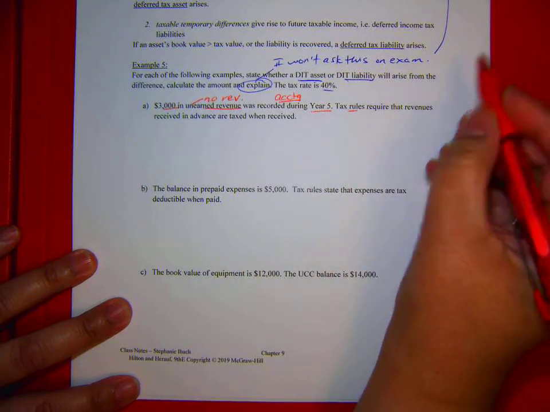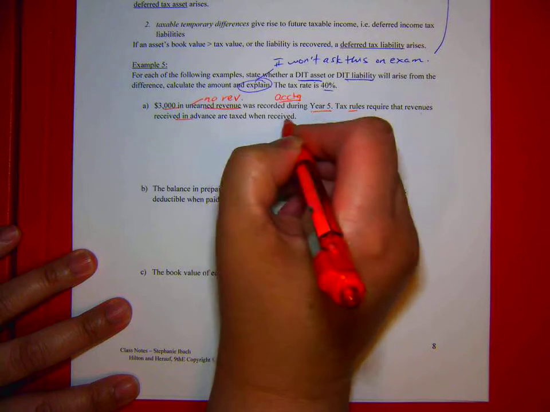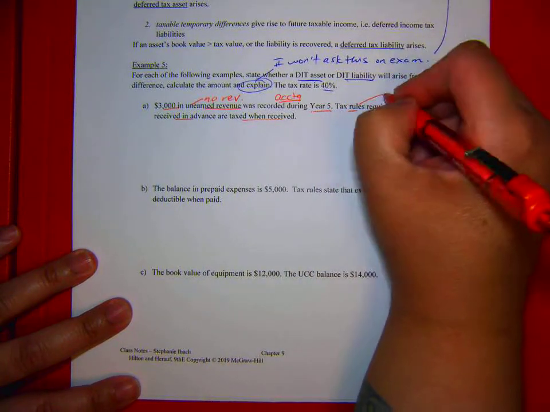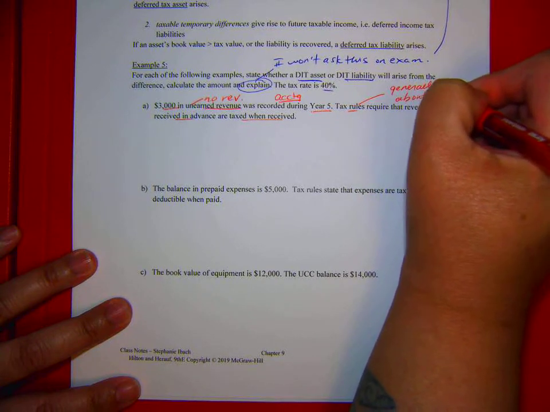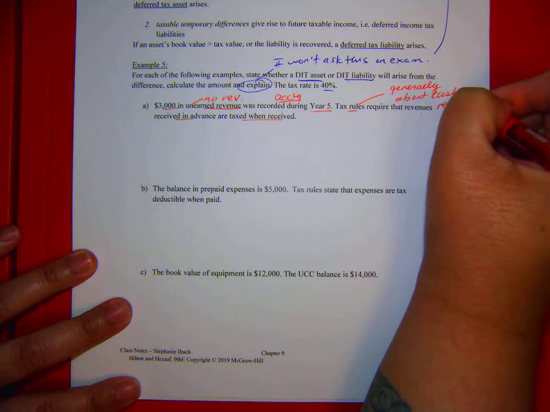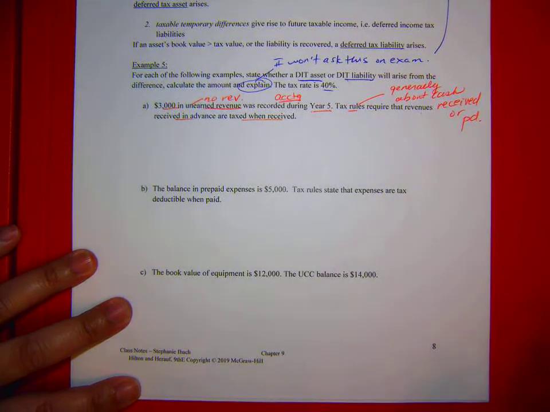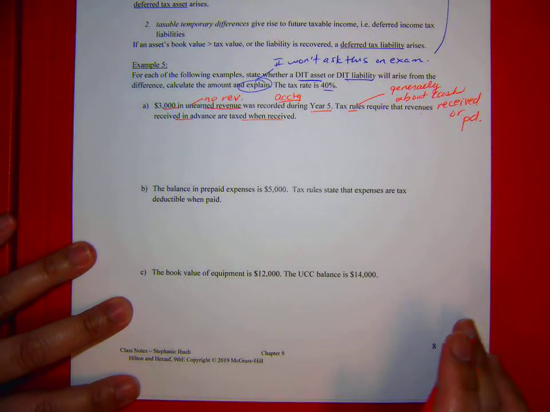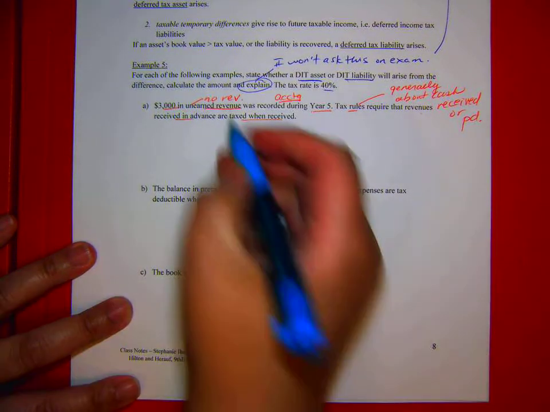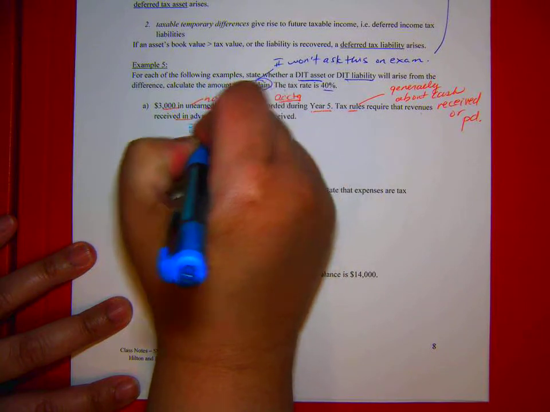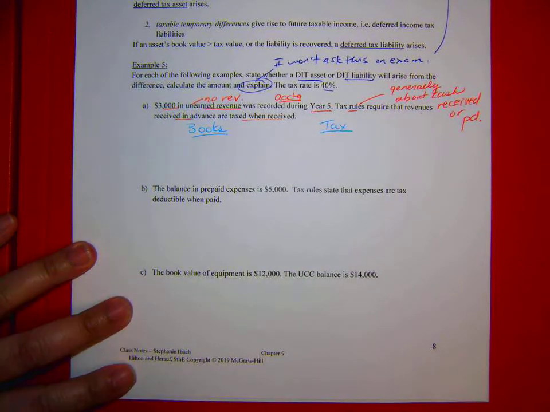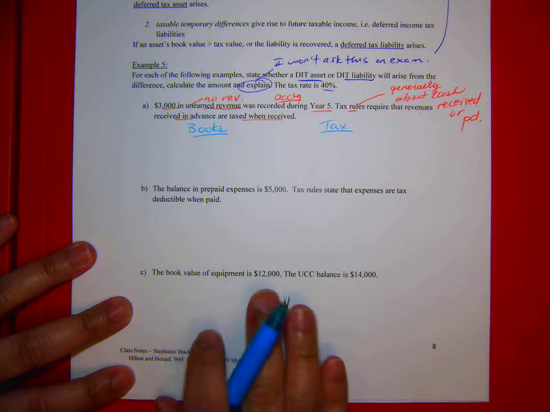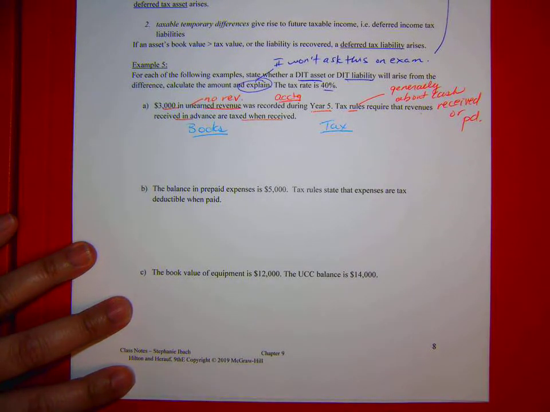Tax rules require that revenues received in advance are taxed when received. So basically, if you remember, tax rules are generally about cash, either received or paid, generally. So, if we write down a little kind of chart, what's on our books and what's for tax purposes. And I'm going to look at it from a revenue expense perspective, except when we talk about equipment, because that one you can look at your way.